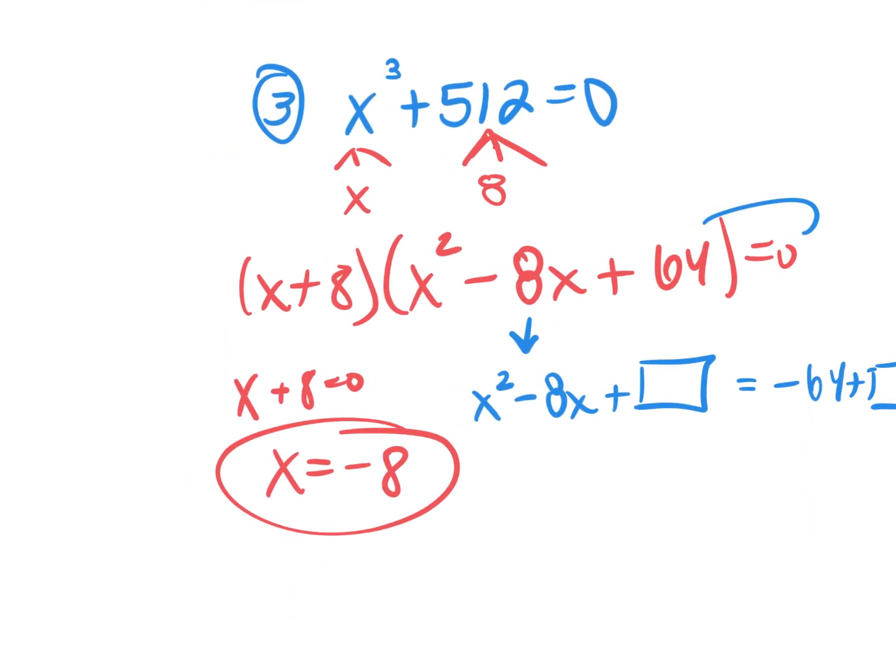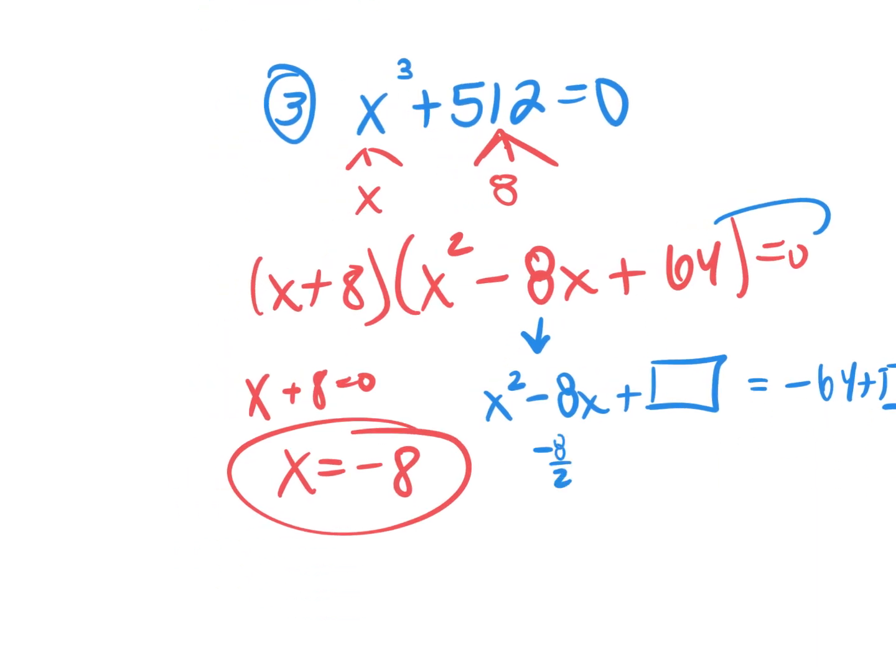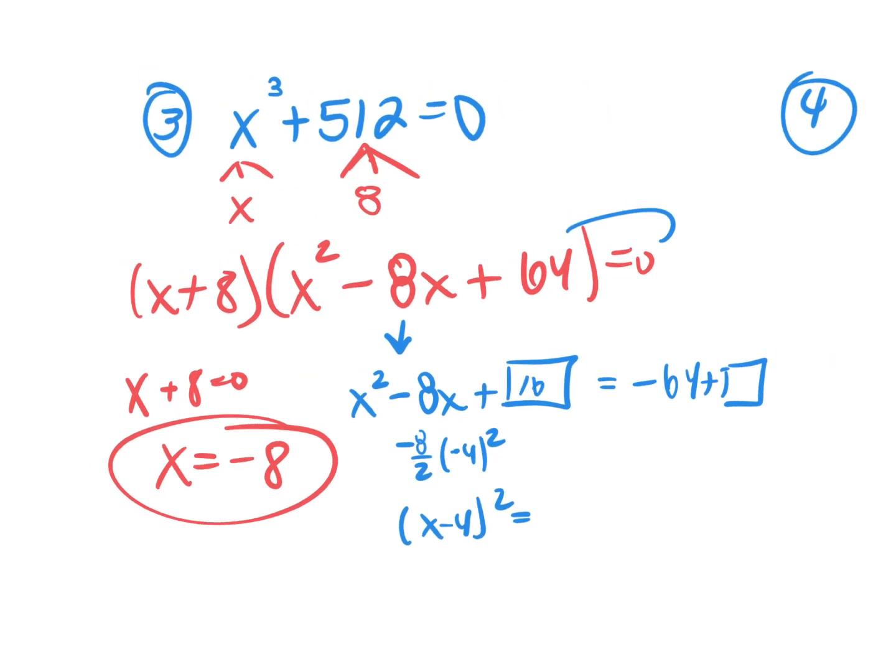So take my b term, which is negative 8, divided by 2, I get negative 4. So my parenthesis here is x minus 4 squared equals, well, when I square negative 4 here, I add 64 on one side. What you do to one side, you do to the other. So we get negative 48.